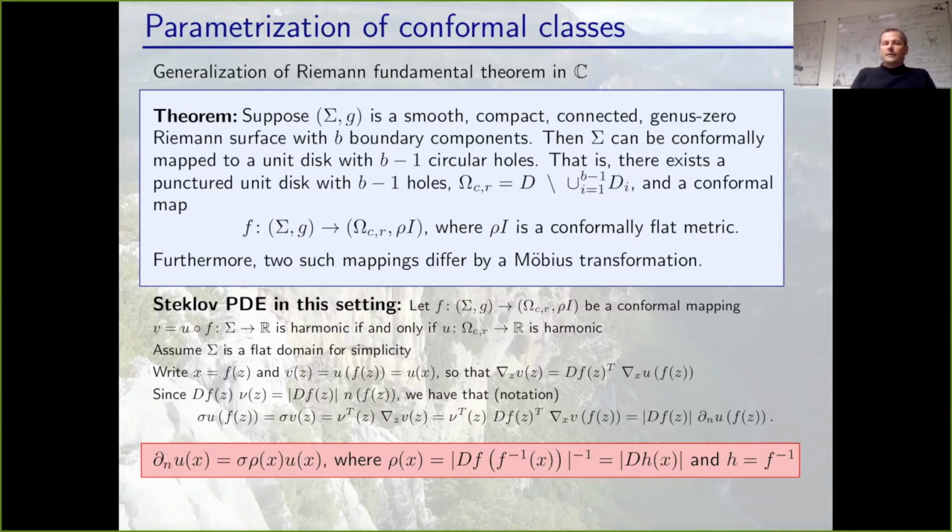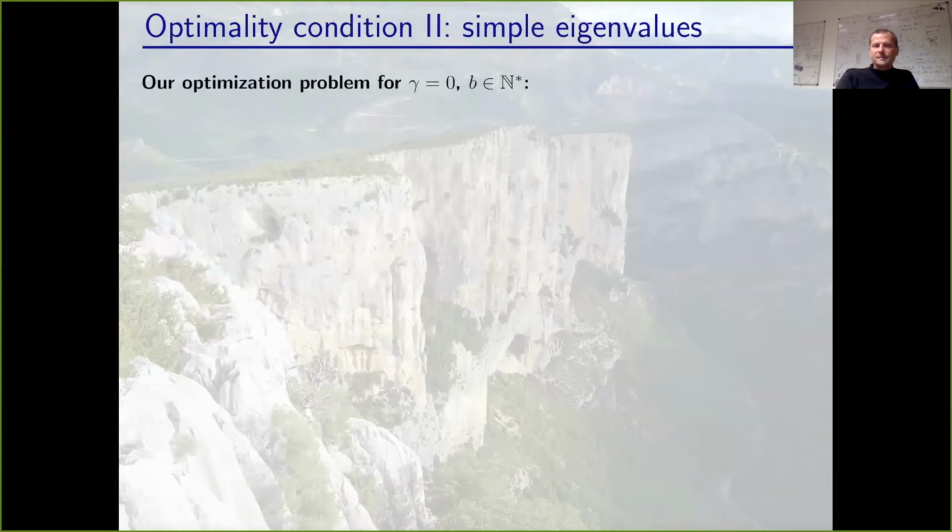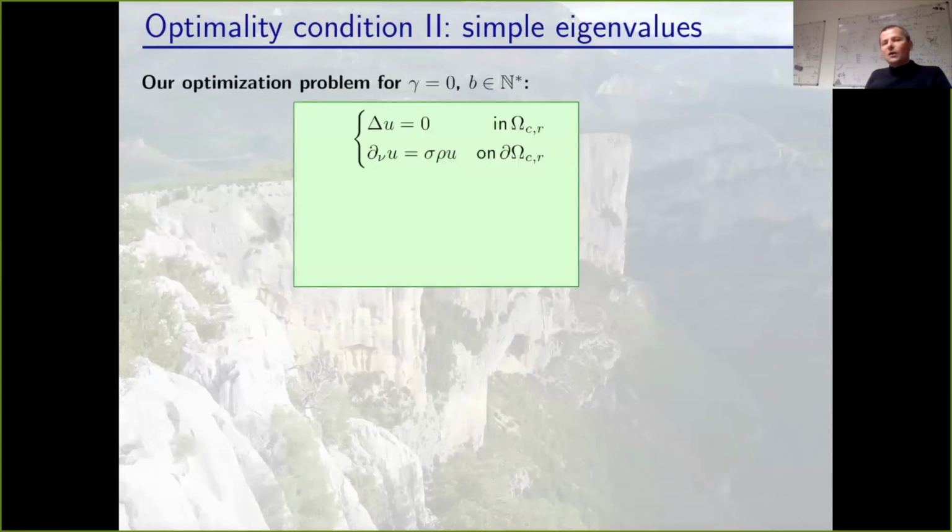So now the eigenvalue problem is transformed into a very simple one. I will skip this part, perhaps I will come back later. But now the problem we have to solve is the Steklov problem, the usual one. I'm looking for a harmonic function in my disk with circular holes, with this specific boundary condition where rho is fixed, it is my positive density along the boundary, okay?